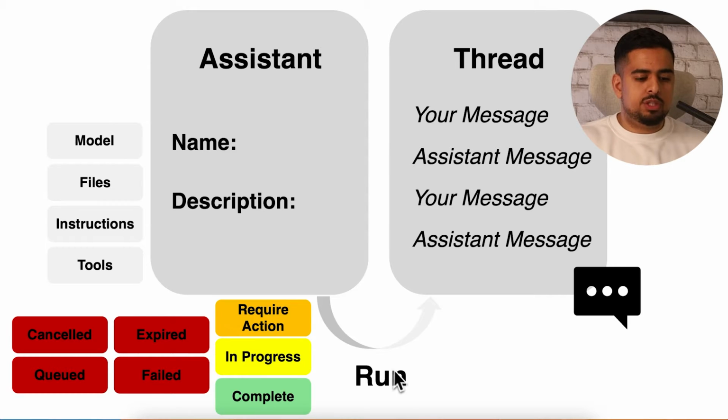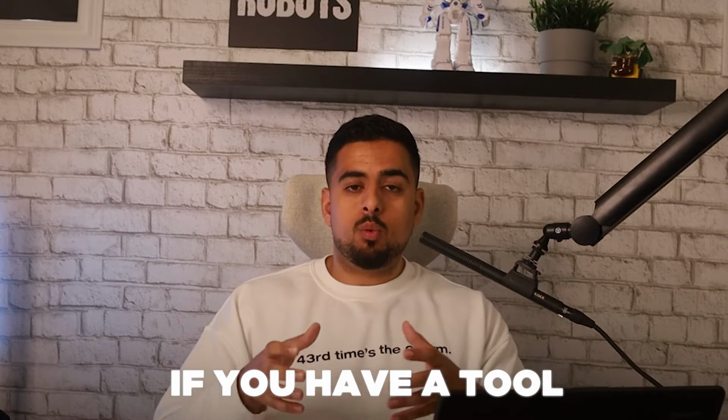Now in this portion here, which is the run step, this is going to happen every single time the thread object communicates with the assistant object. There are many statuses, but the most common ones that you'll see are complete, in progress, requires action, canceled, expired, queued, and failed. So really quick, requires action typically pops up if you have a tool or you've used function calling with your assistant, where it realizes that it has to look for a tool or an API based on what the user is asking for.